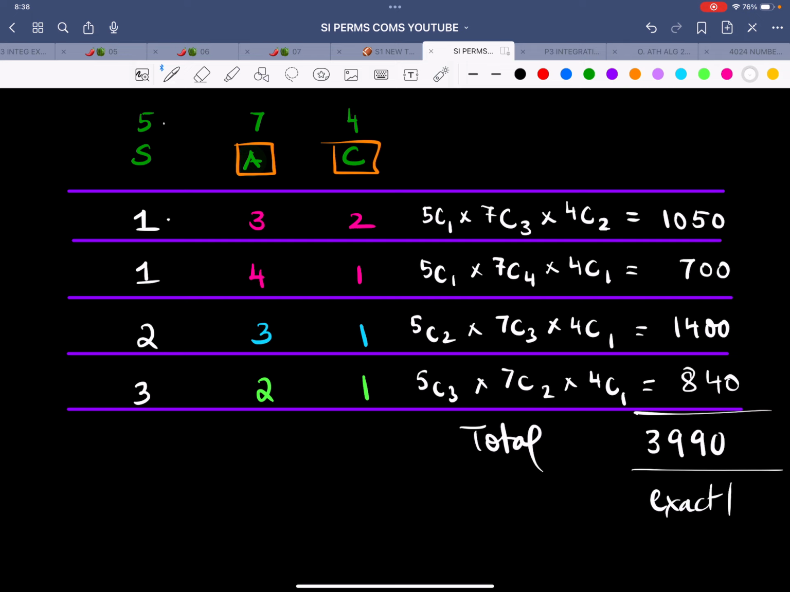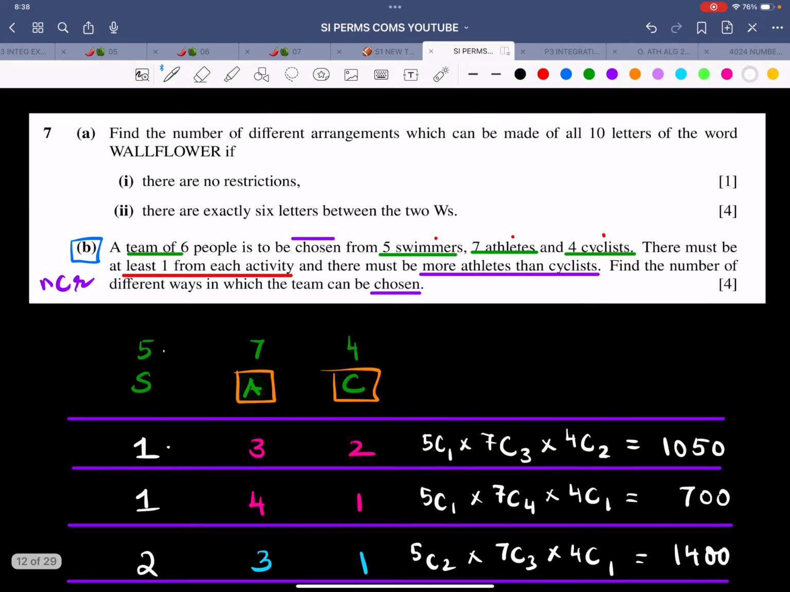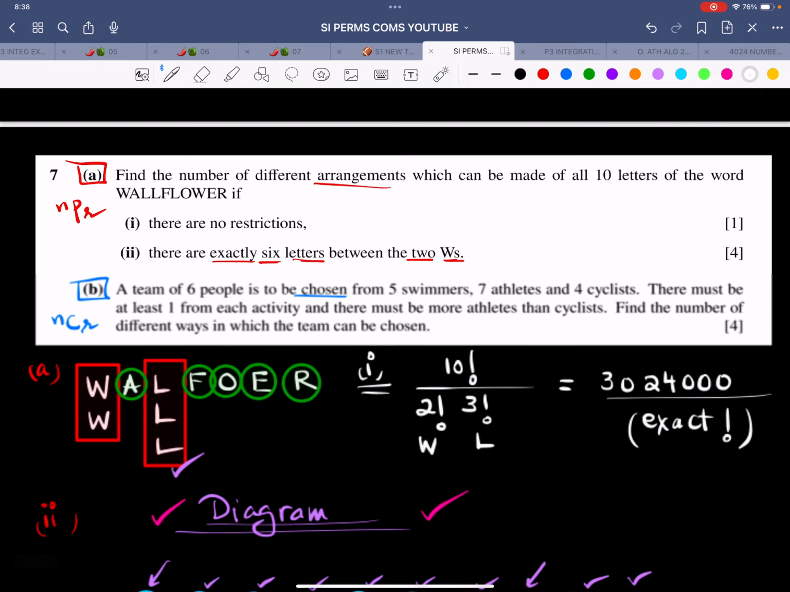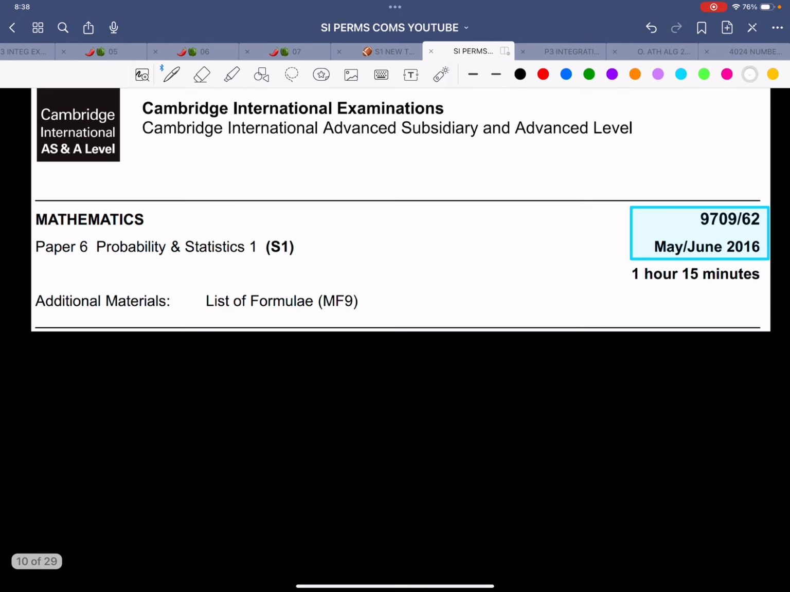Again, the answer is exact. So therefore, there is no rounding off. So we have solved this particular question, which is of May-June 2016, variant 62. It's about permutation and combination, and it's done and dusted.